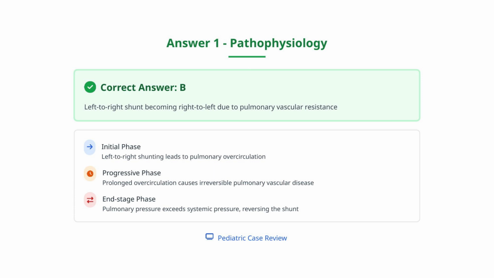Eisenmenger syndrome represents the end stage of unrepaired congenital heart defects with initial left to right shunting. Over time, excessive pulmonary blood flow leads to pulmonary vascular obstructive disease and increased pulmonary vascular resistance. When pulmonary pressure exceeds systemic pressure, the shunt direction reverses to right to left, resulting in cyanosis and the clinical manifestations we observe in Eisenmenger syndrome.